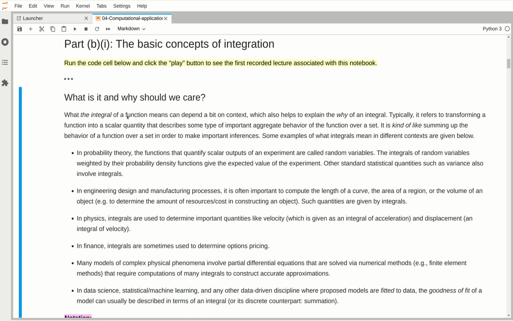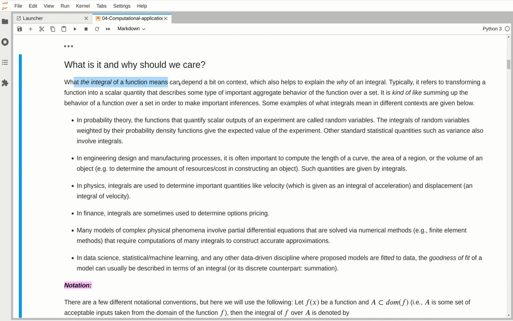So what is an integral and why should we care? Well, the integral of a function can mean several things, and it depends a bit on the context, which also explains why we care about an integral. Typically, it refers to transforming a function into a scalar quantity, meaning a number. It could be a complex number, but for our purposes, it's a real valued number. And this describes some type of important aggregate behavior of the function over a set. An integration of a function is kind of like summing up the behavior of a function over a set in order to make important inferences. So some important examples of what this means are given below.